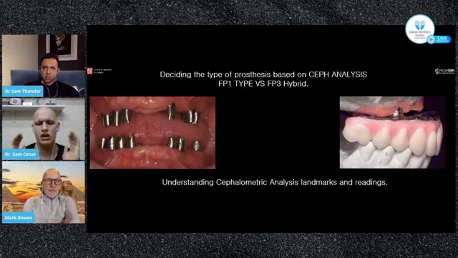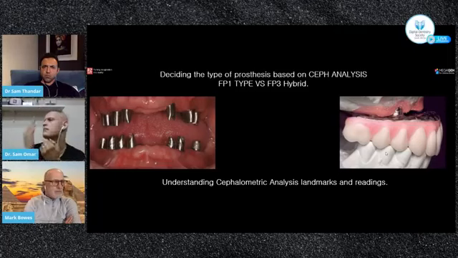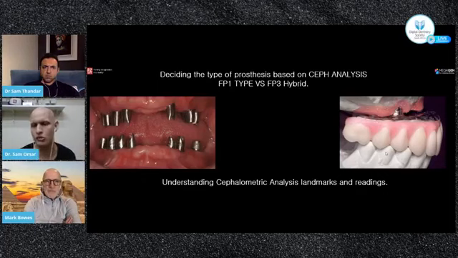So let's say you place the implants, you send the impressions to the lab, and the lab mounts everything together. What they see is that the mandible is here and the maxilla is so far to the front, which means that the patient does not have a normal skeletal relationship. So basically they need to do an FP3 type of restoration.